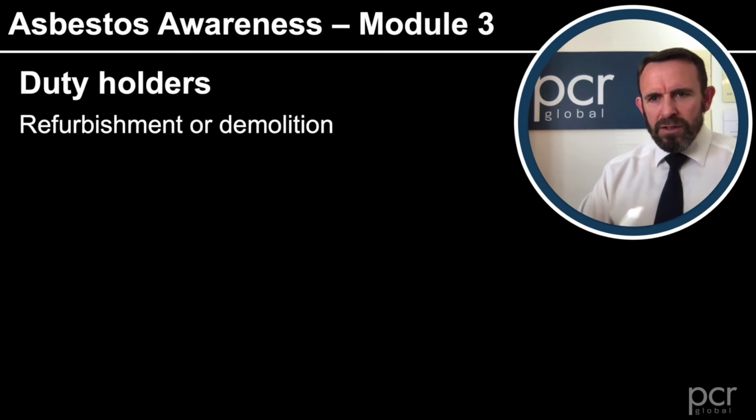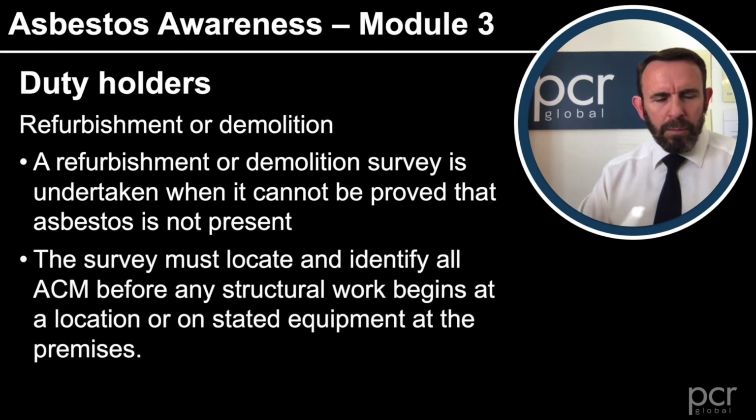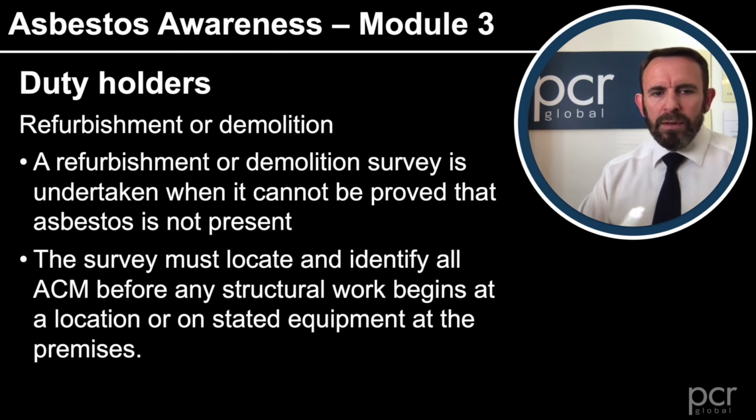Refurbishment or demolition. This is a second type of plan, second type of survey, sorry. So a refurbishment or demolition survey is undertaken when it cannot be proved that asbestos is not present and you wish to undertake any work on the structure of the building. The survey must locate and identify all asbestos containing materials before any structural work begins at a location or on a stated equipment at the premises. So before you undertake any work, you must ensure a refurbishment or demolition survey has been undertaken by a competent person. Very important.